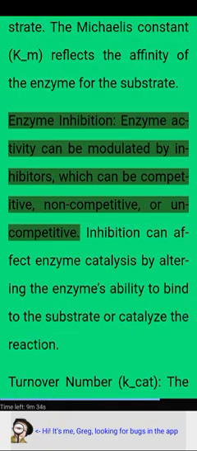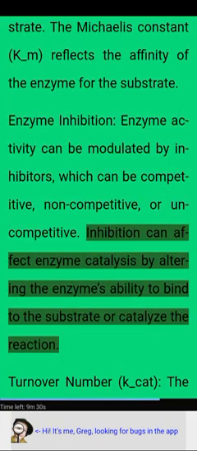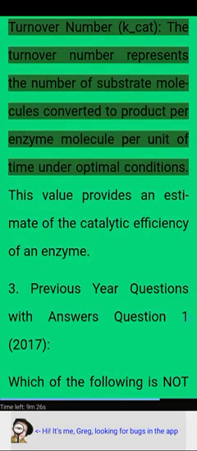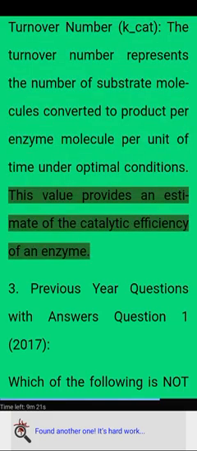Enzyme inhibition. Enzyme activity can be modulated by inhibitors, which can be competitive, non-competitive, or incompetitive. Inhibition can affect enzyme catalysis by altering the enzyme's ability to bind to the substrate or catalyze the reaction. Turnover number K_cat. The turnover number represents the number of substrate molecules converted to product per enzyme molecule per unit of time under optimal conditions. This value provides an estimate of the catalytic efficiency of an enzyme.